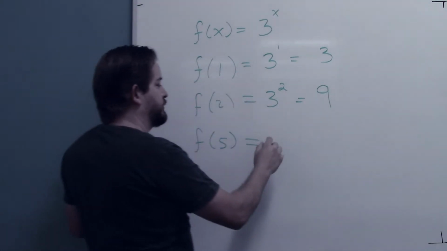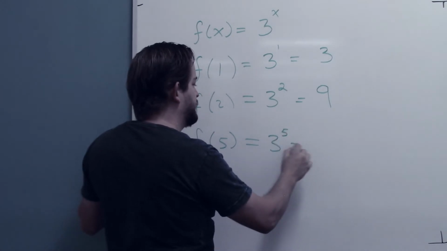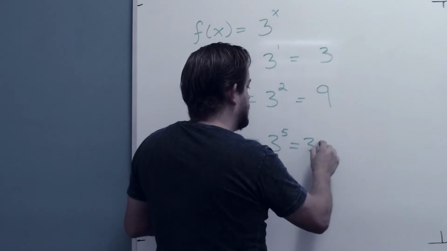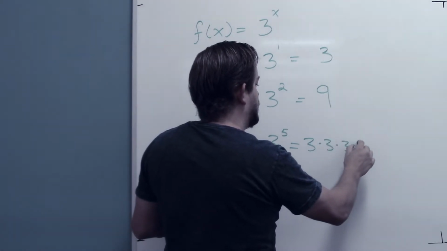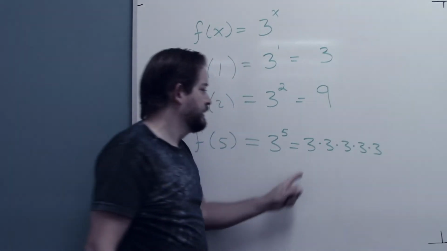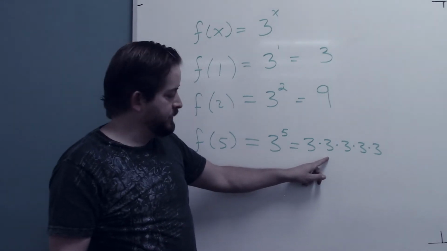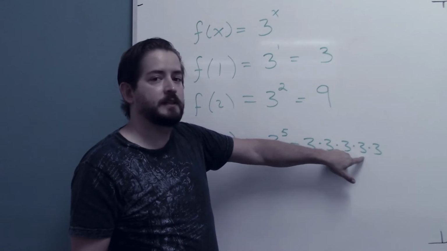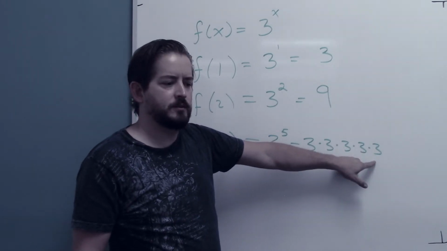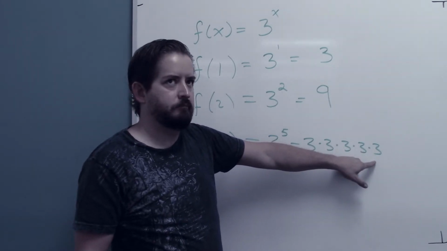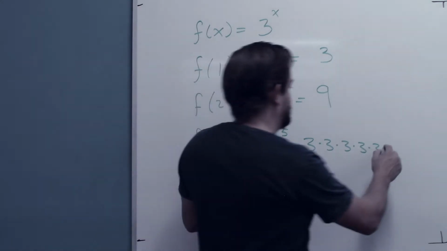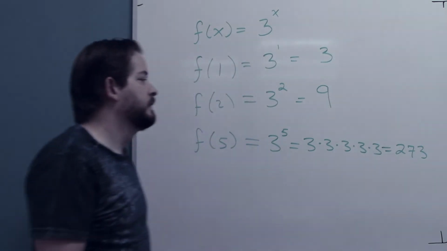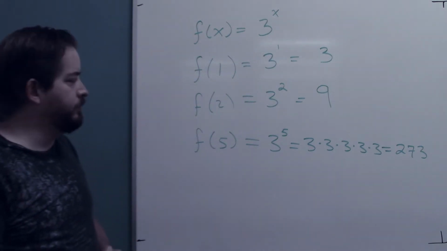f of 5 is just 3 raised to the 5th power, which is 3 times 3 times 3 times 3 times 3, right? And you can see that these kind of get big pretty quickly. 3 times 3 is 9, times another 3 is 27, times another 3 is 81, times another 3 is 243, I think. Yeah, that's right. Okay.